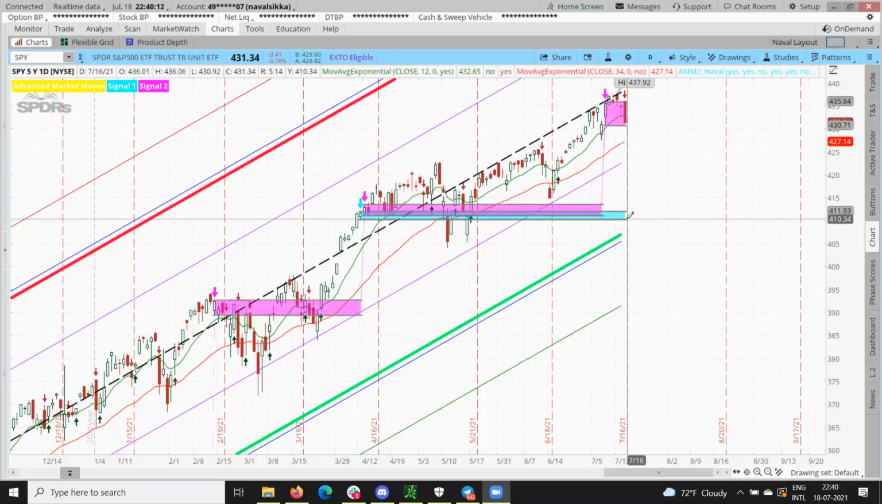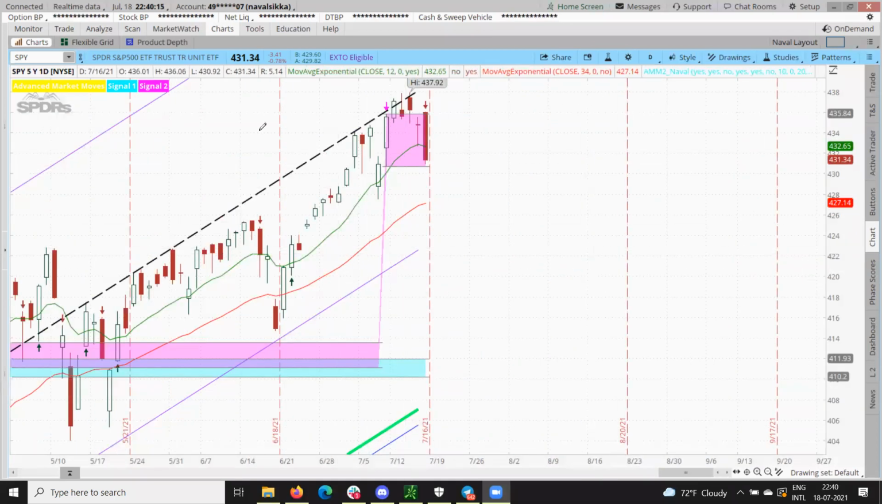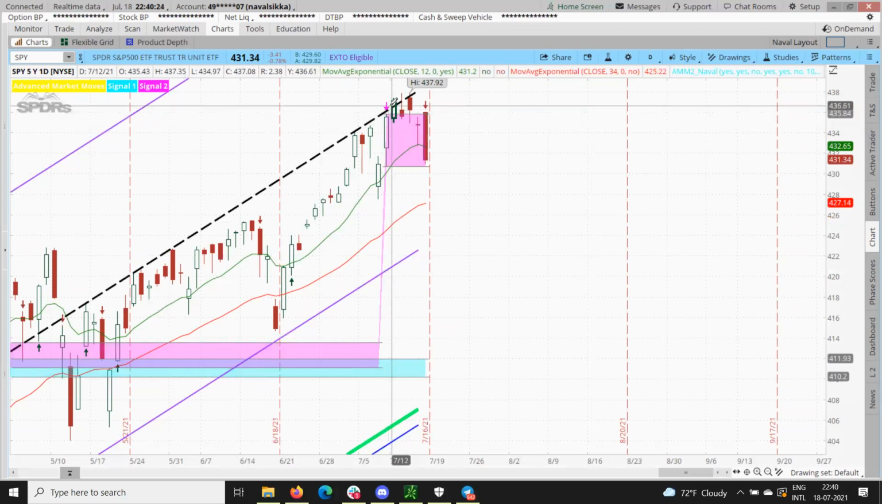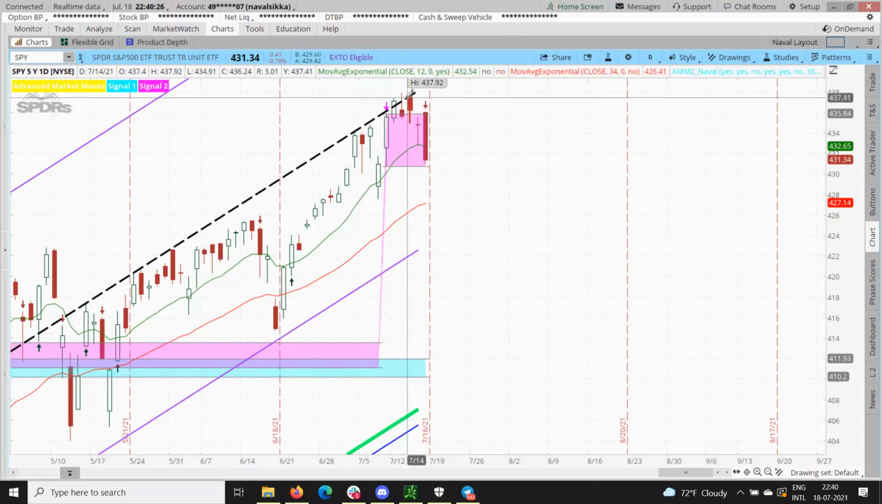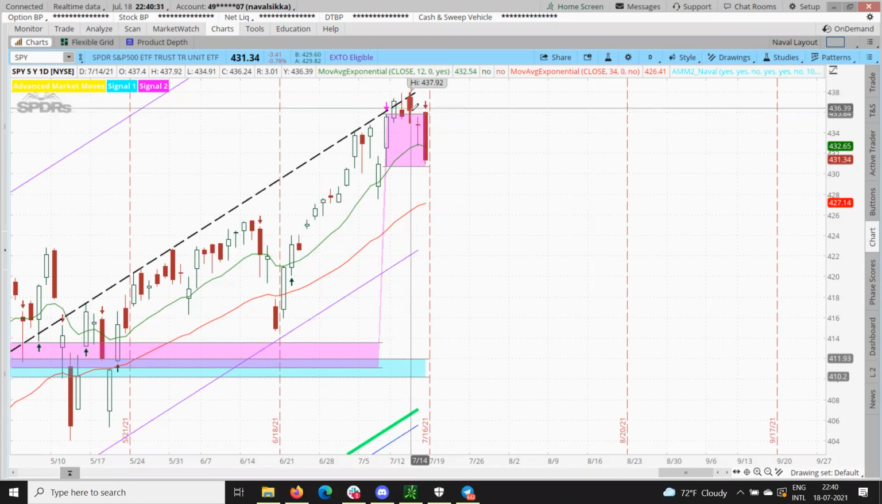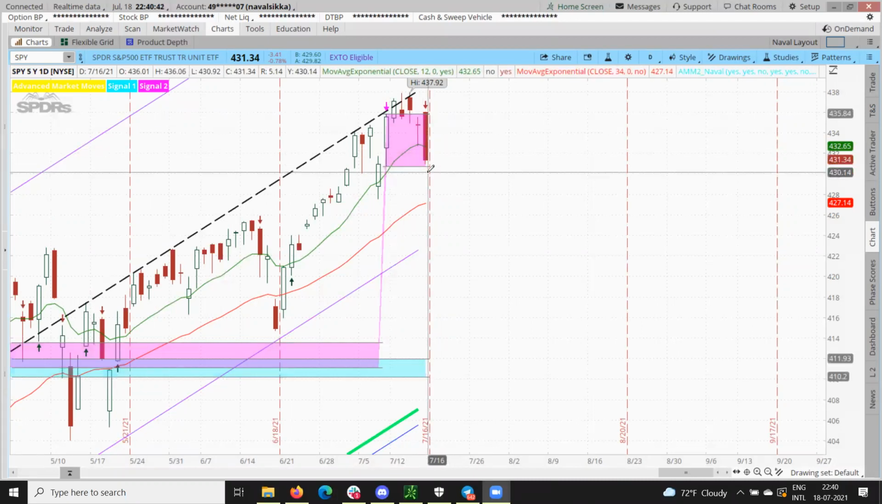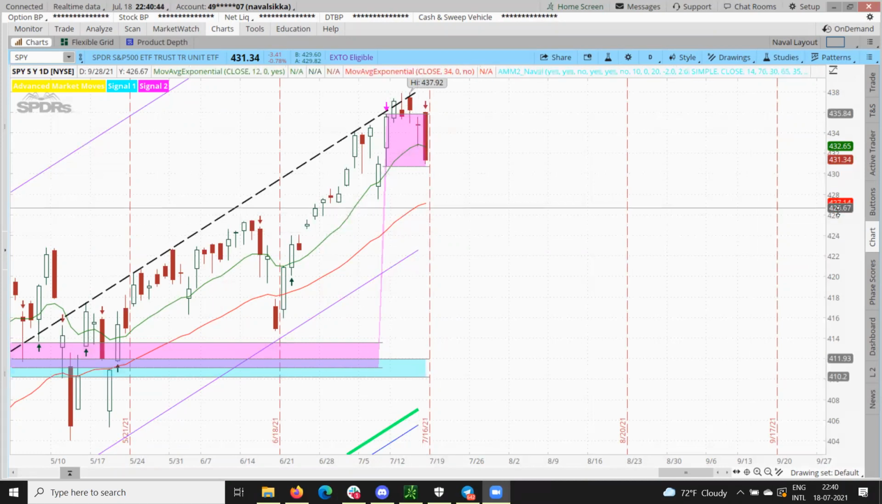So right now, what is happening in the market is, this is the trend line which is there on SPY. All right, and SPY is trying to break this, but somehow it's not able to cross it. So what happens after that? It fails here, goes down, comes and tests this green line, and then it breaks that green line once again. Now the target is 427.